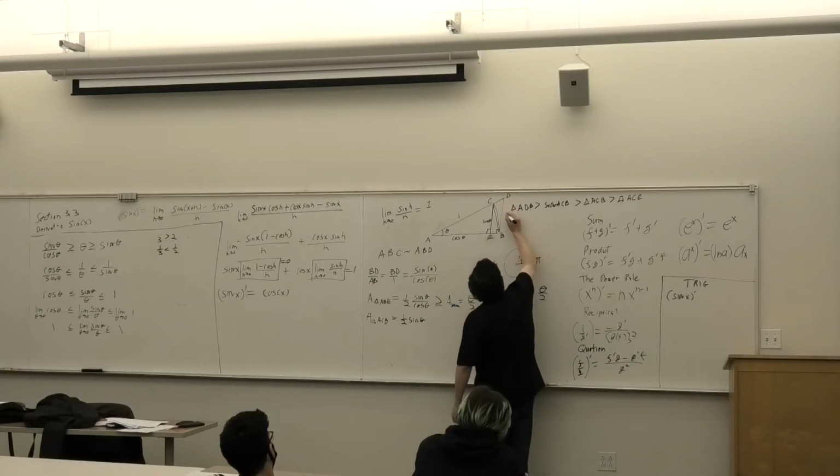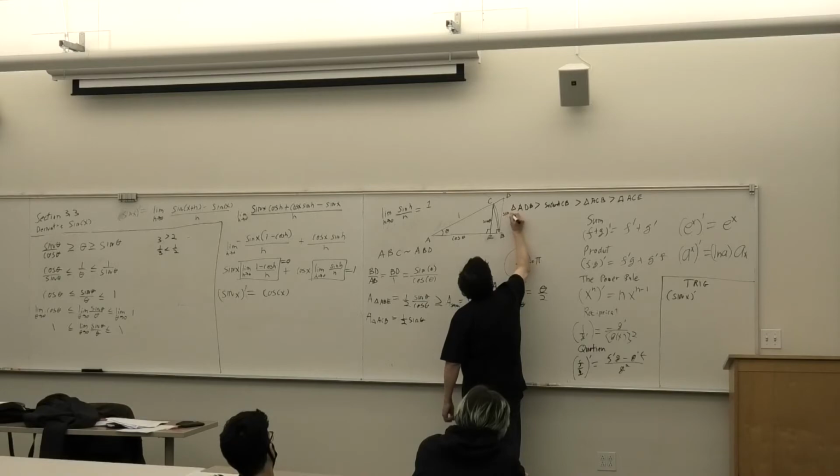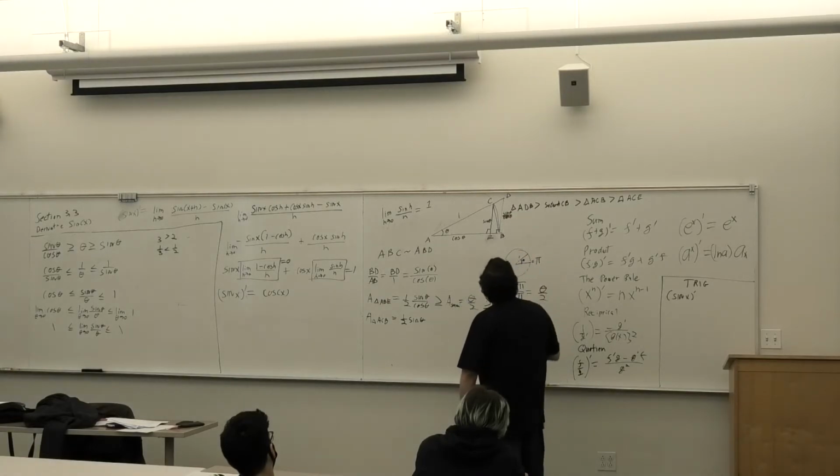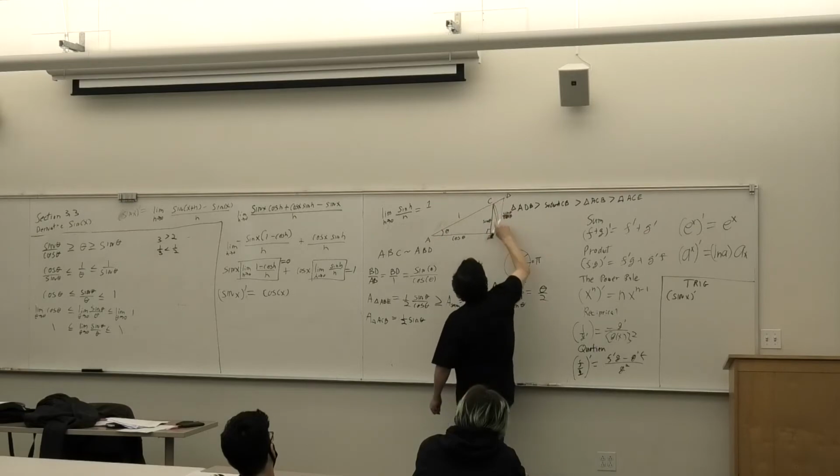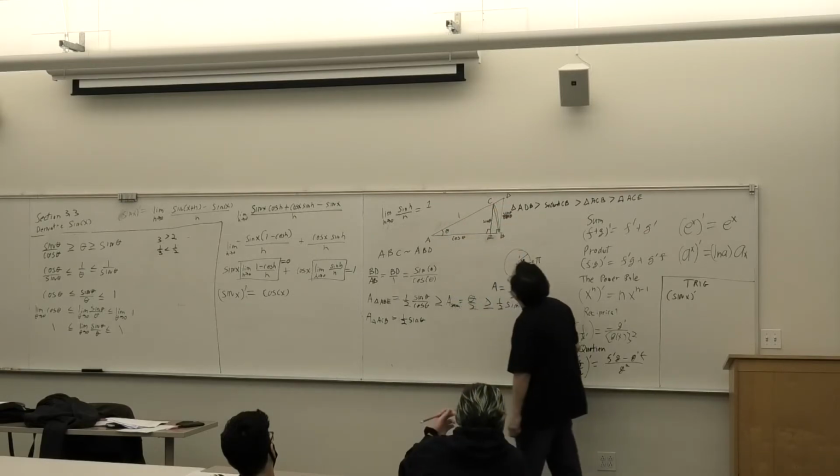So BD is the tangent, actually. Is that right? I think that's where I messed up. This is the height. The tangent is the height DB. How do I know that? Because ACE and ADB are similar.